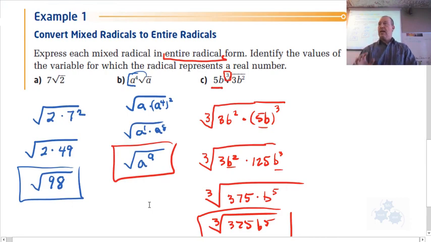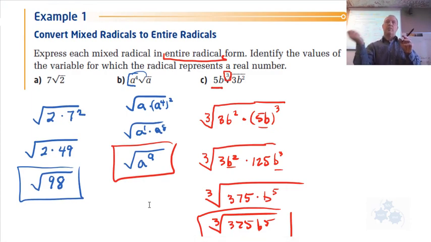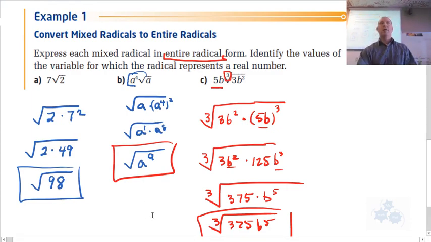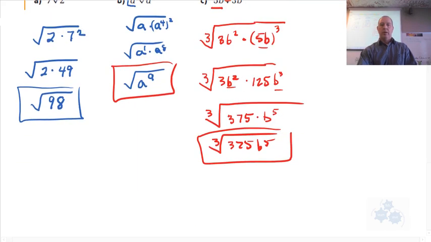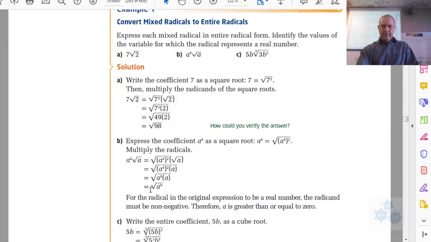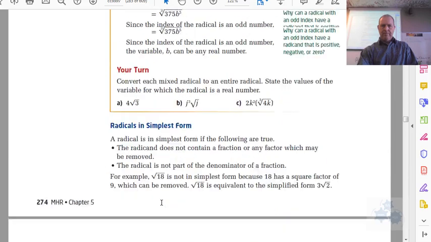Okay, any questions about that? Because that's really important. If a number wants to get into the root club, it's got to get whatever it is, squared or cubed or whatever, and then multiply by whatever's already in there. All right. Looks okay? All right.